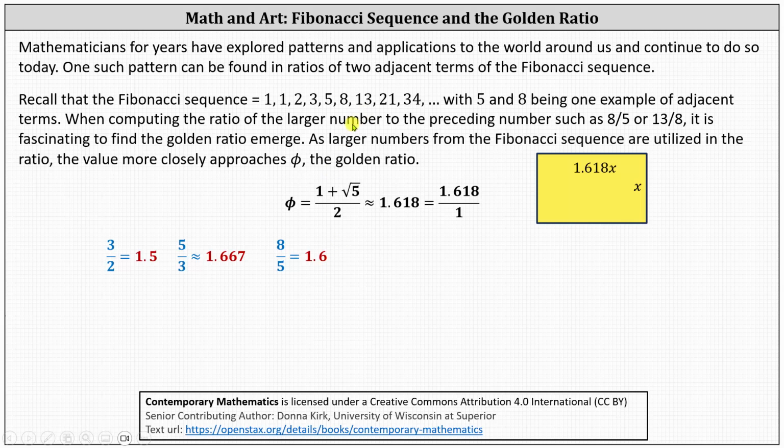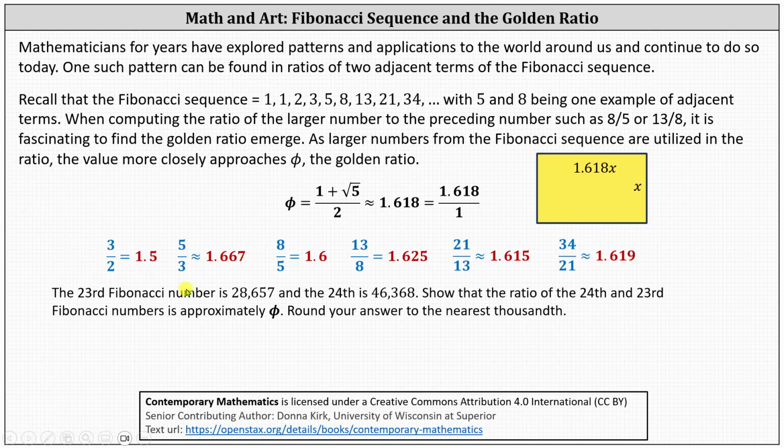Next, we'd have 13 divided by 8, which is 1.625. Next, 21 divided by 13, which is approximately 1.615. And then we'd have 34 divided by 21, which is approximately 1.619. Notice we're very close to the golden ratio. Let's take a look at one more example.